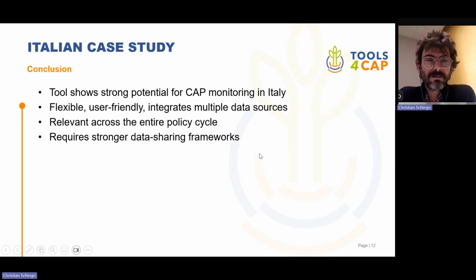The conclusion of the Italian case study is that the tool shows a strong potential for CAP monitoring in Italy, but not just in Italy. It is flexible, user-friendly, integrates multiple data sources, and is relevant across the entire policy cycle. In fact, it can be used in ex-ante and ex-post evaluation and requires stronger data sharing frameworks.